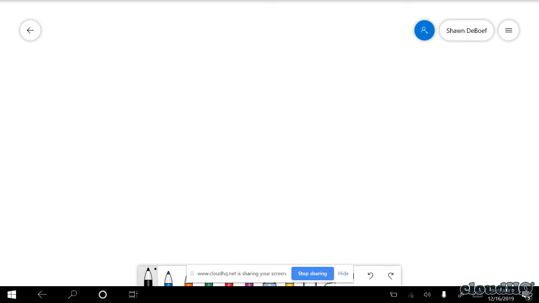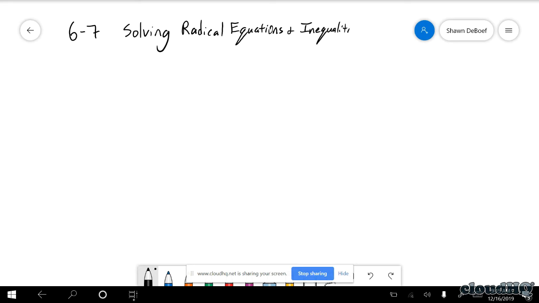Okay, we're going to look today at section 6.7, which is titled Solving Radical Equations and Inequalities. On these problems, we'll be solving, but we're also going to need to check our answer.